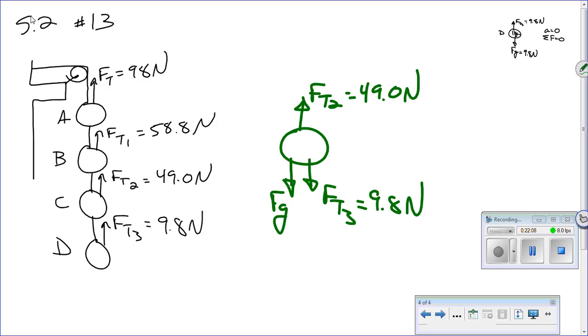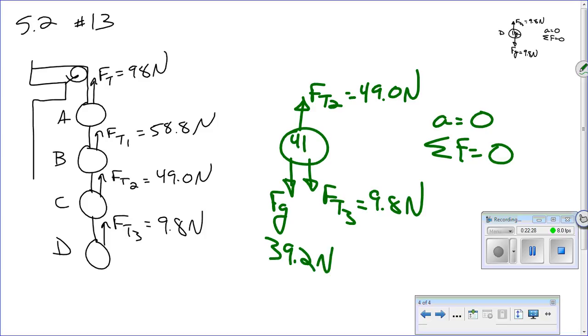So again, we know that the thing isn't moving, so our acceleration is 0. That means our net force has got to be 0. So now I can figure out what this force of gravity is, right? Because 49 newtons has got to cancel out both the tension and the force of gravity. So this has got to be 39.2 newtons. And now you can find your mass, divide by 9.8, and it ends up being 4 kilograms.